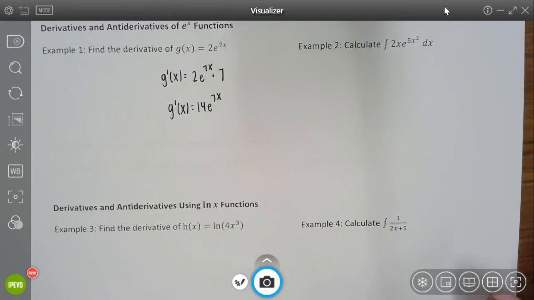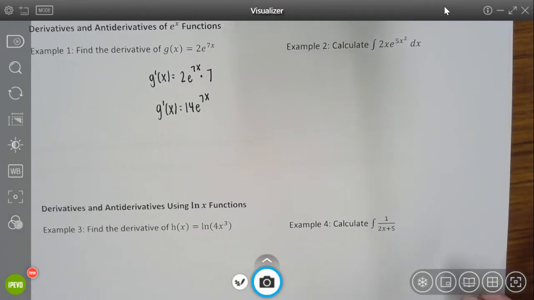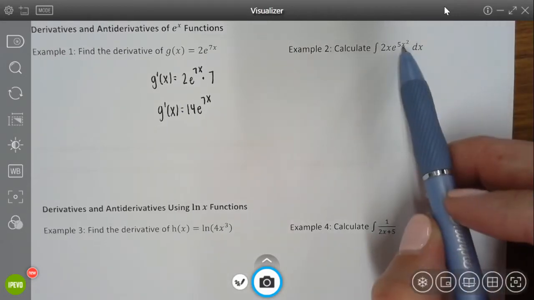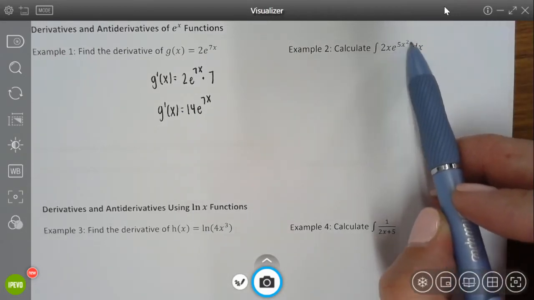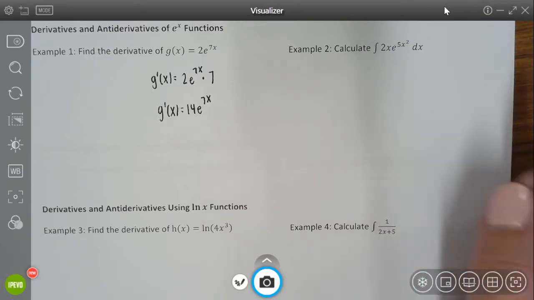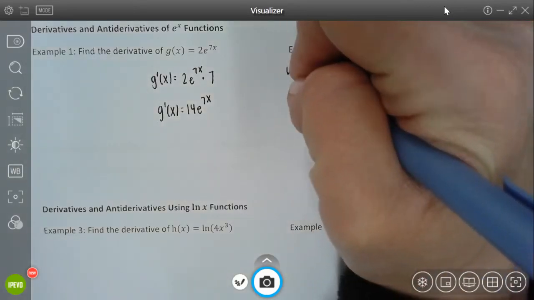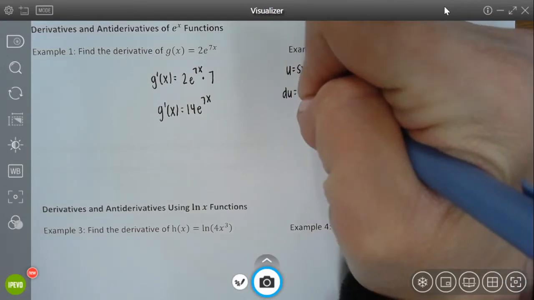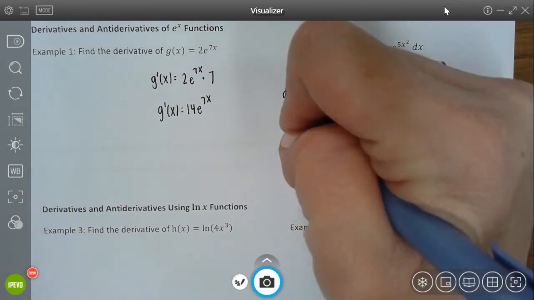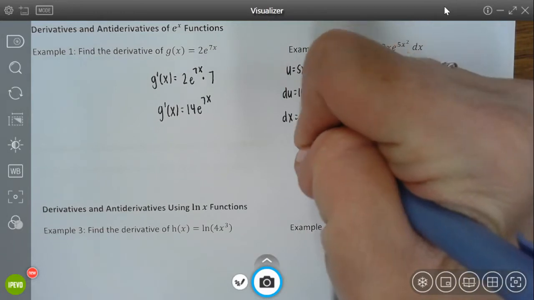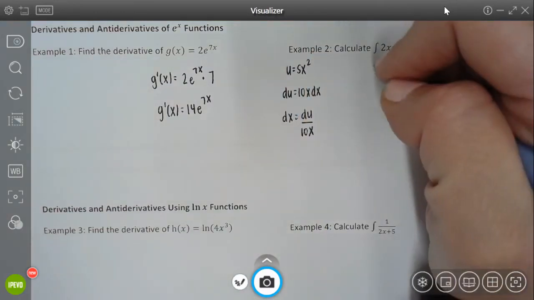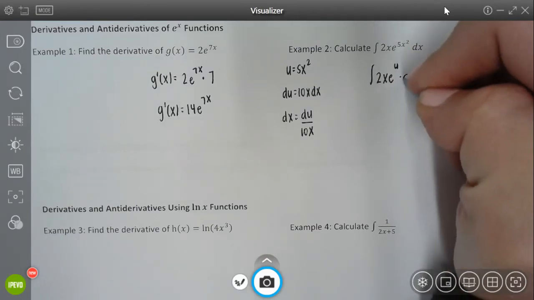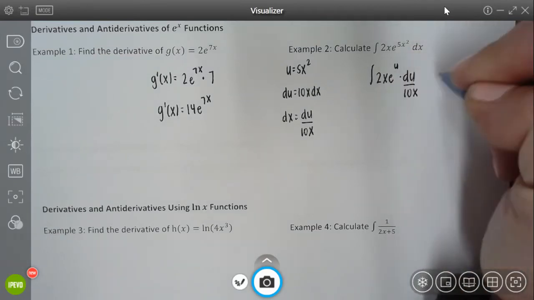If we want to go the other way, so if we want to find an antiderivative of an e to the x function, if there is anything in the e exponent, generally that's what we'd want to set equal to our u value. So I'm going to set u equal to 5x squared. That's going to tell me du is 10x dx, and dx would be du over 10x. So doing my substitution, that's going to give me 2x e to the u, and then times du over 10x. My x's are going to cancel out.